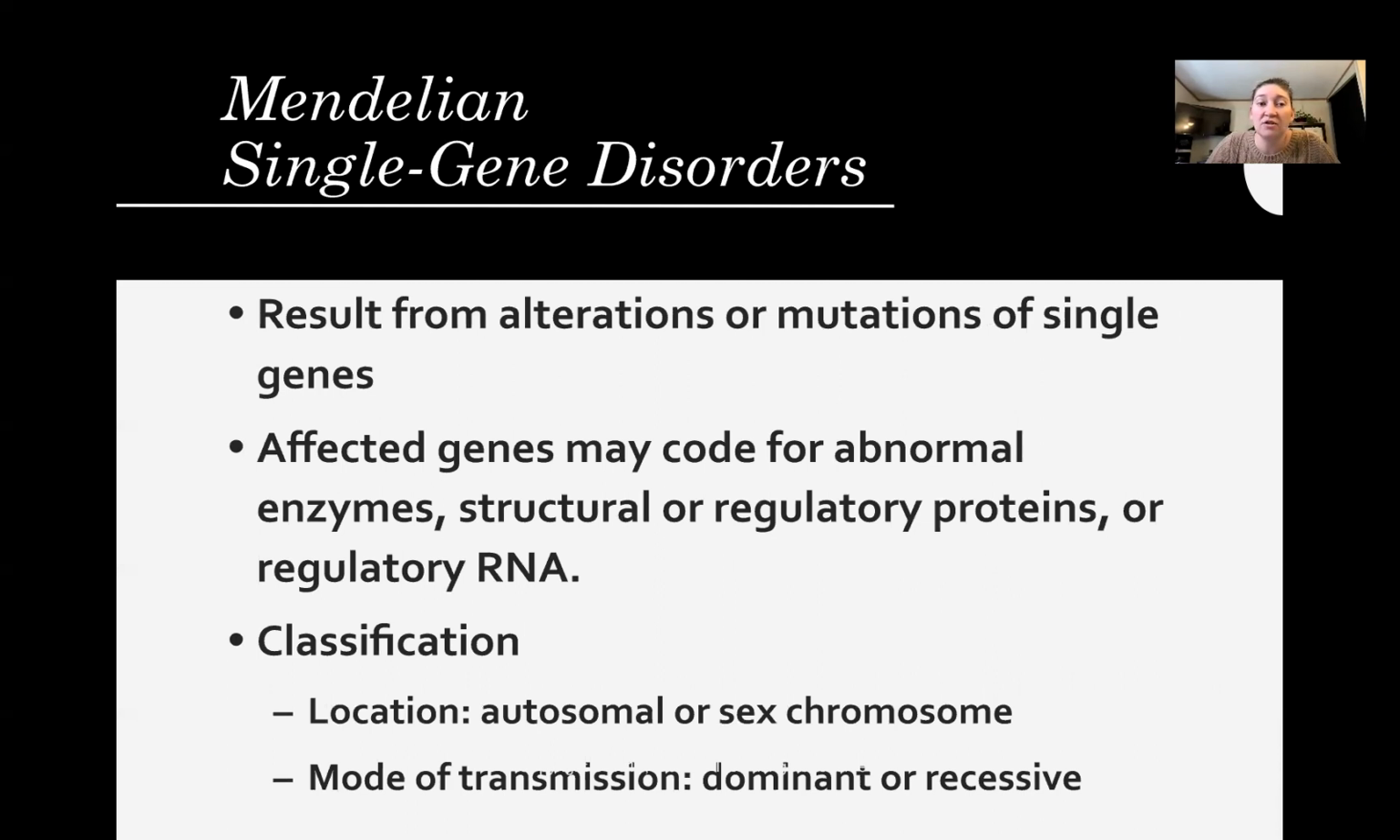So these single gene disorders, they result from alterations or mutations of single genes. Affected genes may code for abnormal enzymes, structural or regulatory proteins, or regulatory RNA. The classification for these is the location, so autosomal or sex chromosome, and the mode of transmission is dominant or recessive.